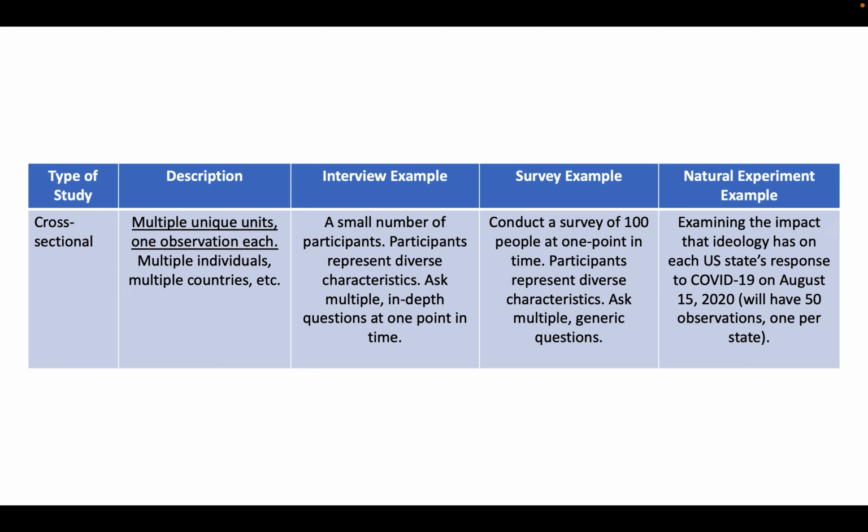Then with a natural experiment example, we could examine the impact that ideology has on each U.S. state's response to COVID-19 on August 15, 2020. What this means is that on August 15, 2020, we could just simply look at each state and see what its response to COVID-19 is, and take that snapshot, and then figure out if the ideology of the state has something to do with the policy that they adopted on COVID-19.